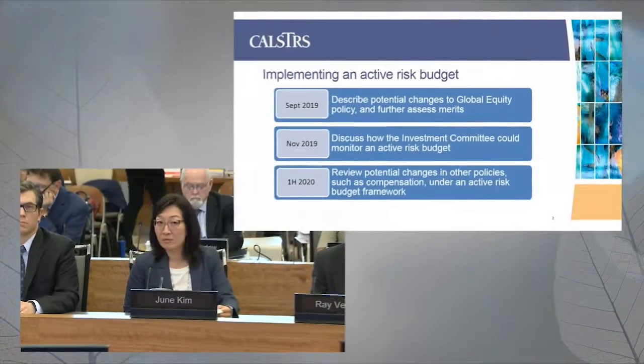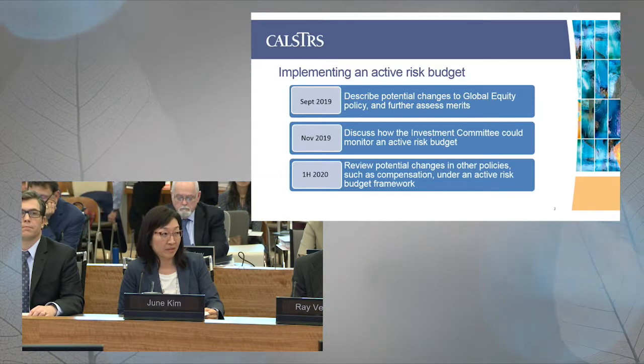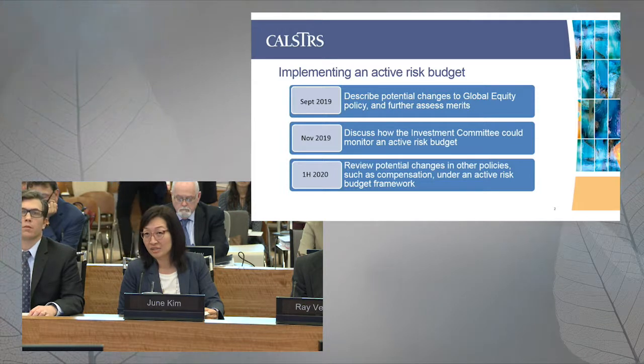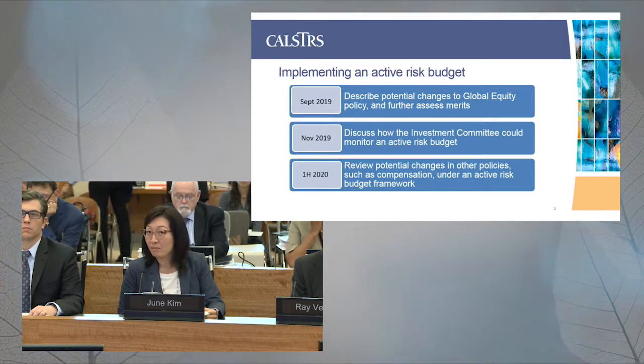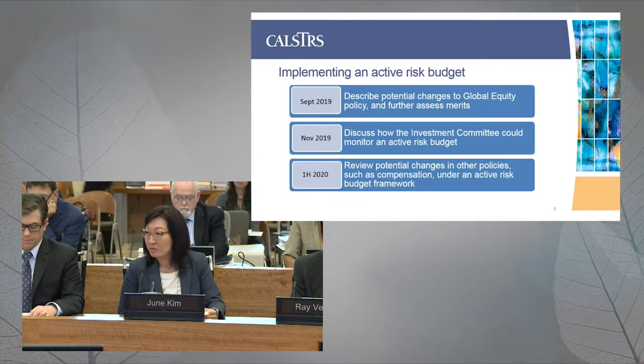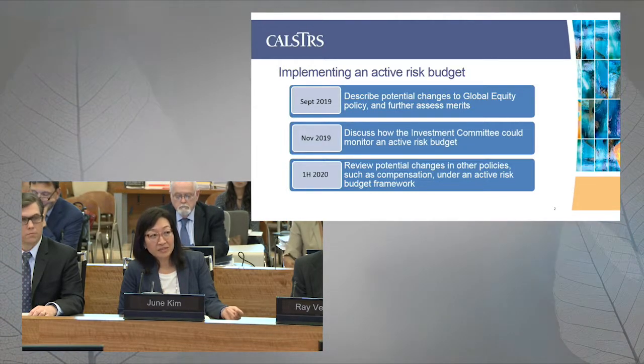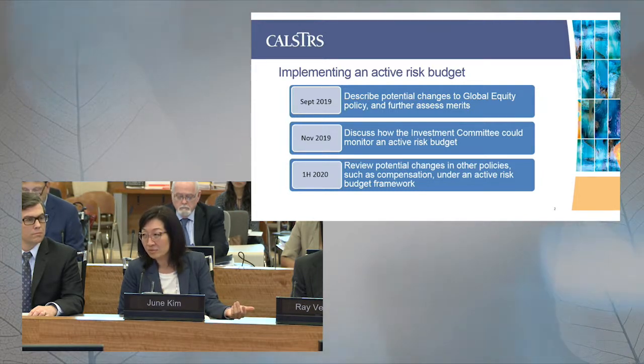This is a tentative timeline. Today, we're going to talk about changes to the global equity portfolio if we were to move to the use of an active risk budget. At the next meeting in November, we'll come back together with the risk team, Geraldine Jimenez and Josh Diedish, to talk about how the investment committee could monitor the portfolio under the use of an active risk budget. And we will provide some specific examples on reports, how they might look different, and address any questions that come up in today's presentation. And then sometime during the first half of 2020, we will review changes to policy. We'd come back with a first reading of the global equity policy, and then talk about changes that would be needed to other policies, such as the IPMP and also the compensation policy.